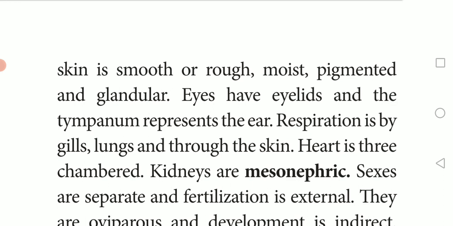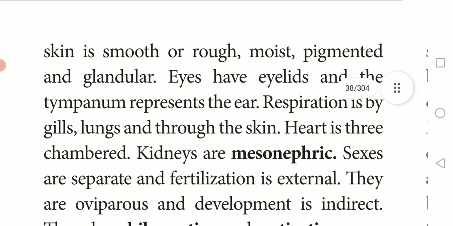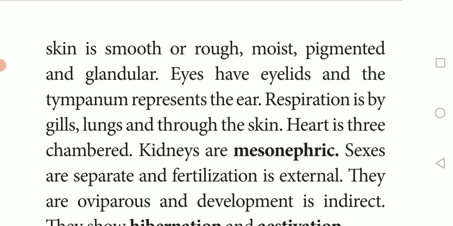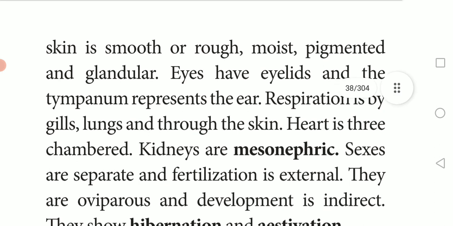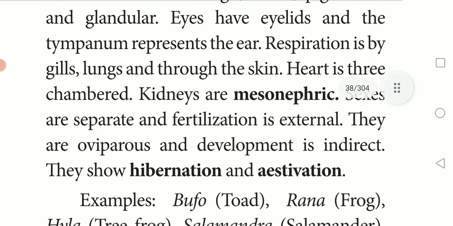The skin is smooth or rough, moist, pigmented, and glandular. Moist means it always seems to be wet. If you touch amphibians like the frog, the skin seems to be wet, that's why they say moist. And pigmented, what is pigmented? Different types of amphibians have different colors. Giving color is a pigment, that is because of pigmented. And glandular means they secrete some kind of liquid to protect themselves.